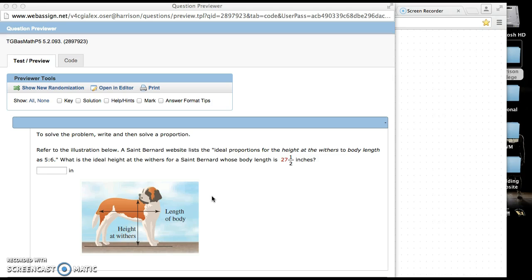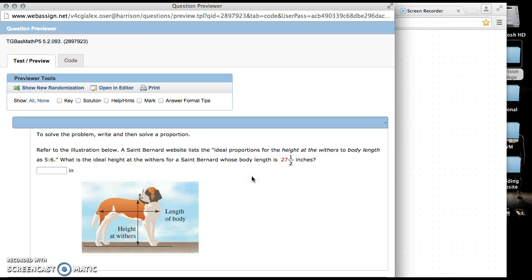Okay, so guys, anytime you're presented with a word problem, always figure out what it is that you are being asked for. It usually is going to start with a word such as what or something like that, and usually is going to be in the sentence that is a question. All right, so here's the question. And in particular, at the very beginning, it says, what is the ideal height at the withers? So that's what we're trying to find. We are trying to find an ideal height at the withers.